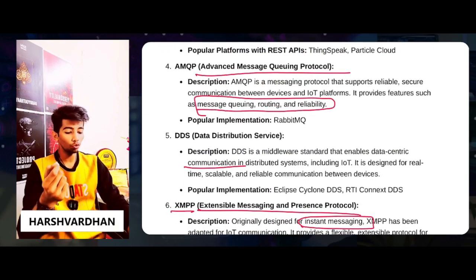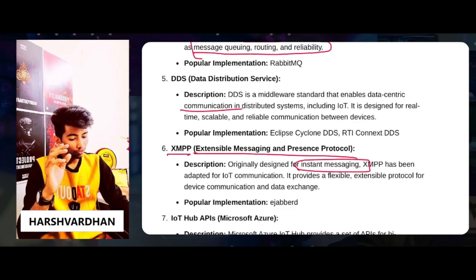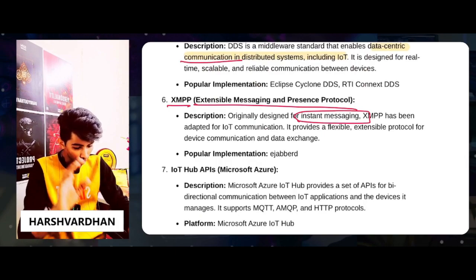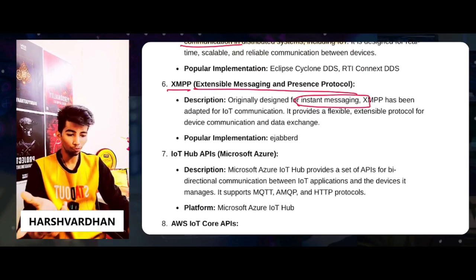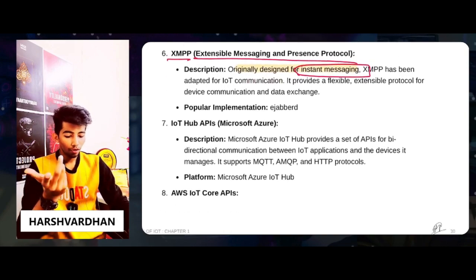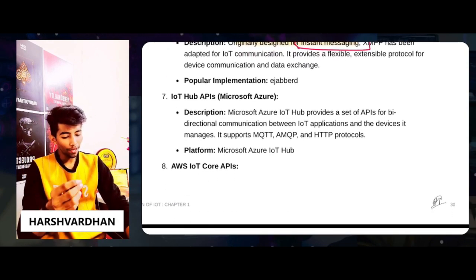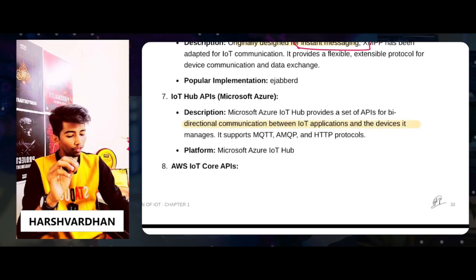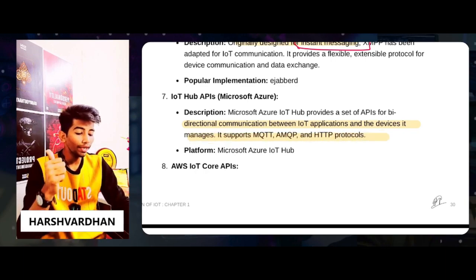Advanced Message Queuing Protocol supports reliable and secure communication between devices and IoT platforms. Data Distribution Service is a middleware standard that enables data-centric communication between distributed systems, including IoT. Extensible Messaging and Presence Protocol was originally designed for instant messaging, right? Talking about IoT Hub APIs of Microsoft Azure, they provide bidirectional communication between the IoT application and the devices it manages. It supports MQTT, AMQP and HTTP protocols together.